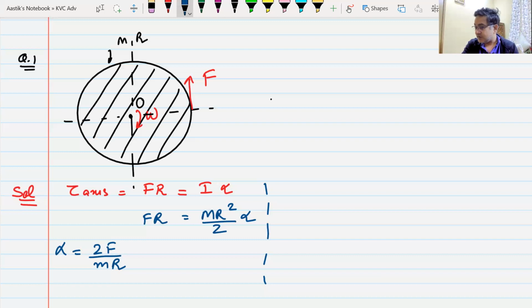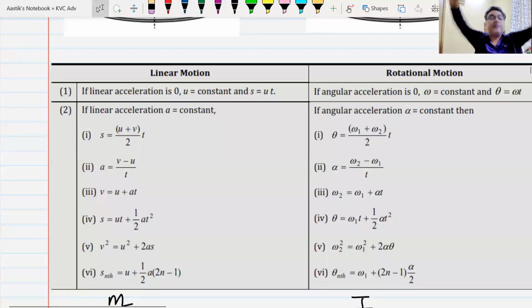Alpha is given, alpha we have found out, omega is given. We know the value of... so difficult question. Oh God, please help me. I know omega initial, I know omega final, I know alpha, but I can't find time.